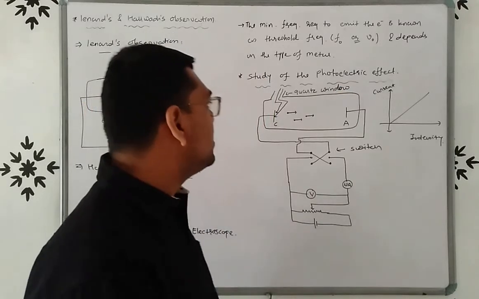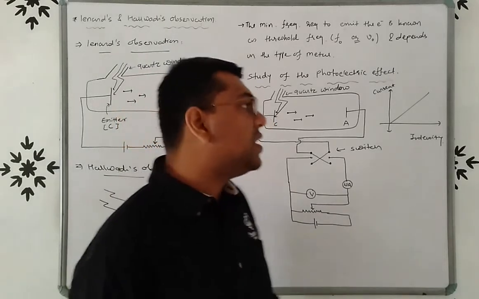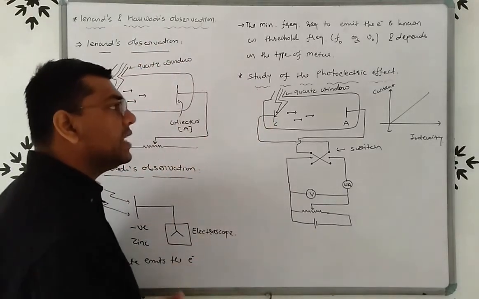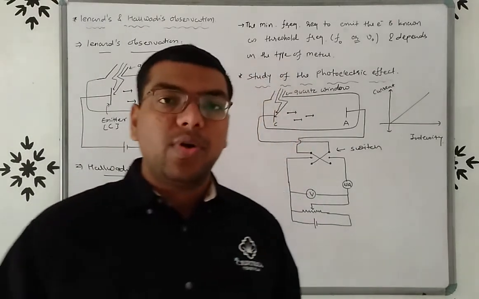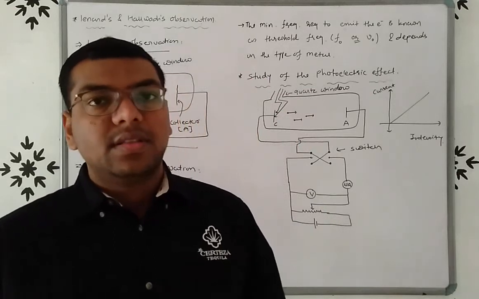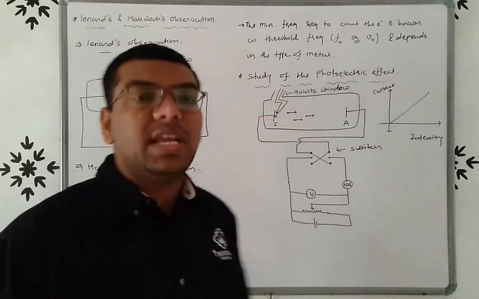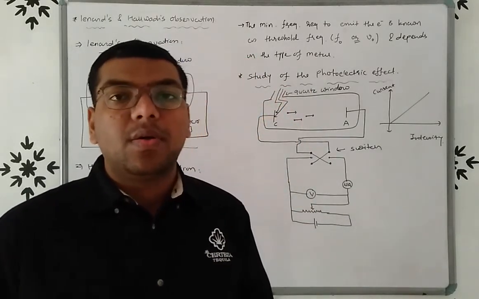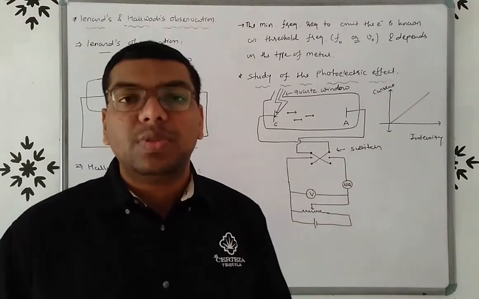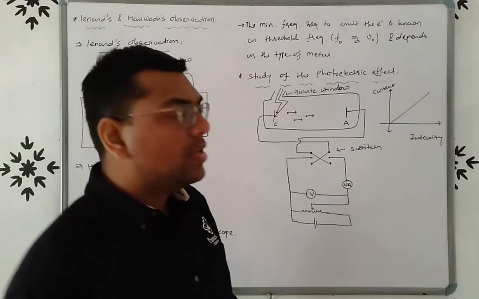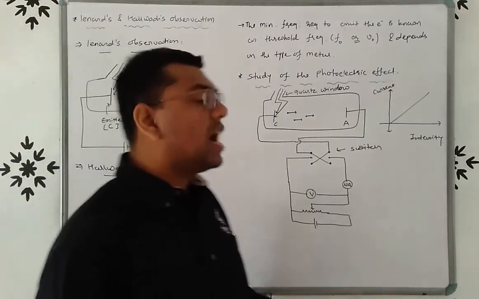Now different studies are carried out based on this experiment. The first study is between the intensity and current. The second study is between the frequency and photoelectric current. Third, if the wavelength of the rays changes, then what happens to the photoelectric current? So these different types of study are carried out.